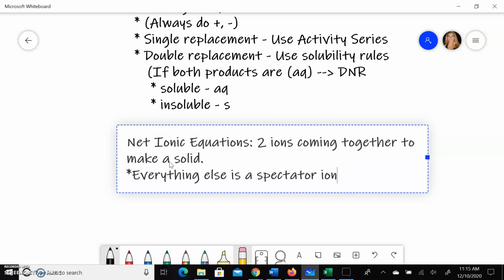And again, there's a whole video on this if you need that. You can just go back to this chapter that has that video, and you can go over how to do net ionic equations. And that's pretty much it for reactions.